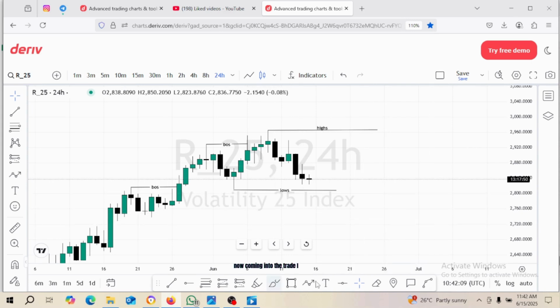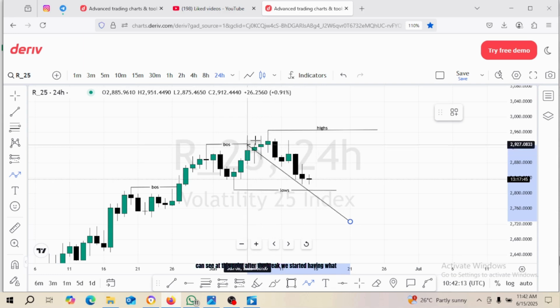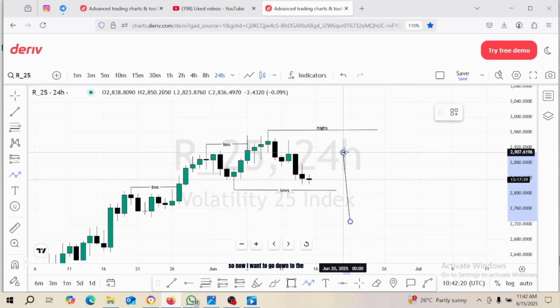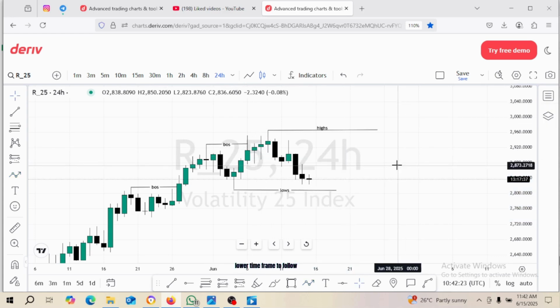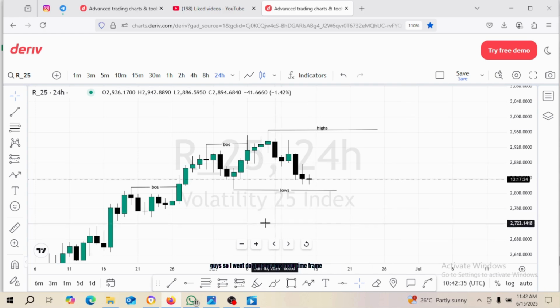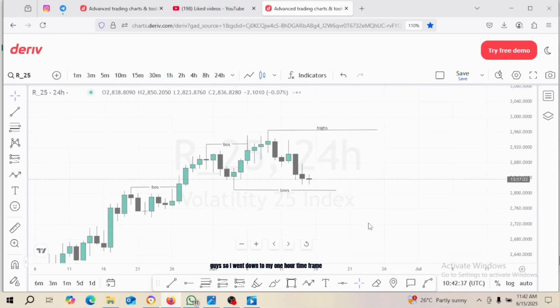So now coming into the trade, I saw this. You can see at this point after the break, we started having what? Rejections. At this point we started having rejections. So now I want to go down to the lower time frame to follow through what the internal daily structure is doing to confirm if the pullback has begun already, so we can take advantage of the pullback. Do you understand, guys? So I went down to my 1 hour time frame to read the internal structure.